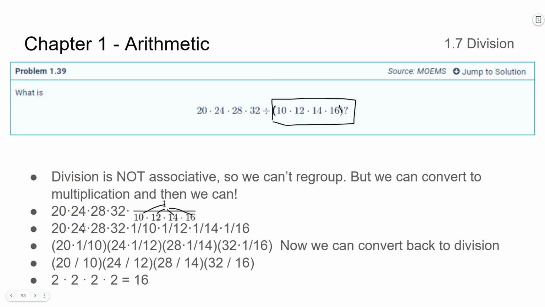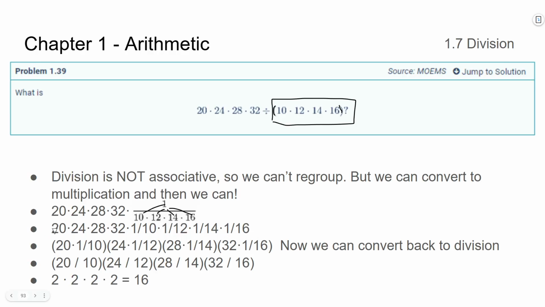So let's go ahead and do that. So the first part stays the same. Then we have 1/10 times 1/12 times 1/14 times 1/16. So now, look, it's all multiplication now, no more division. And multiplication is commutative. So let's go ahead and rearrange.